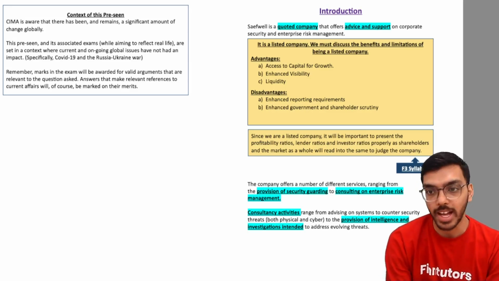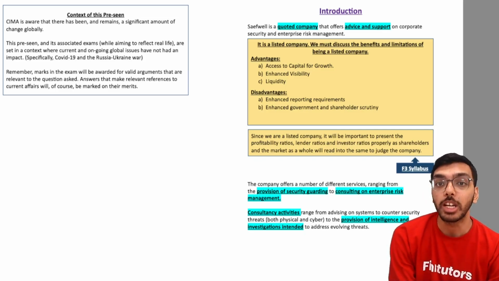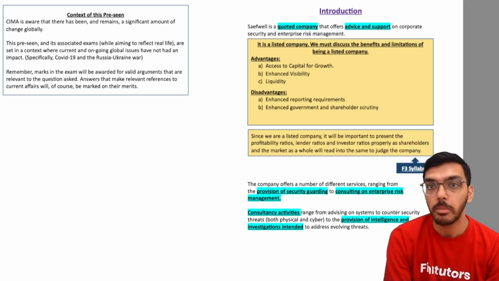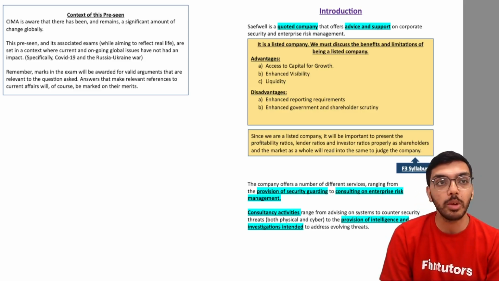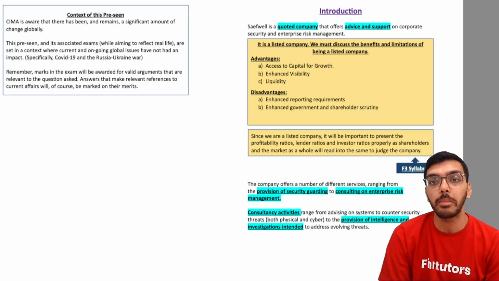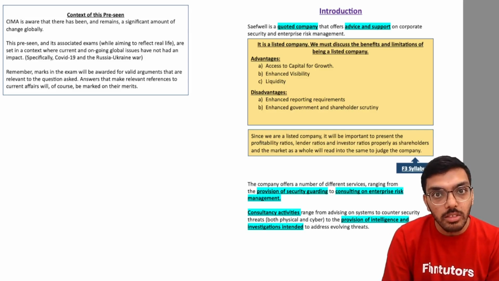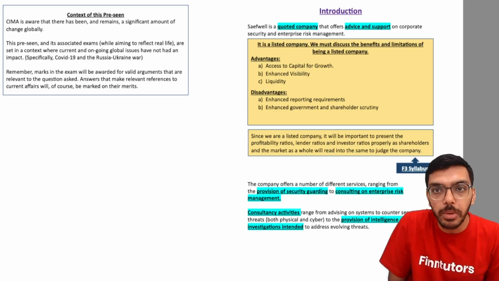Advantages are, you have access to capital, you can issue new shares if you need capital. You have better visibility because everybody can know your stock price easily because you are listed. The disadvantages are there are lots of reporting requirements, there are lots of government requirements, which if you don't meet, there can be fines and penalties. So okay, let me keep it in my mind from the onset that I am a listed company.